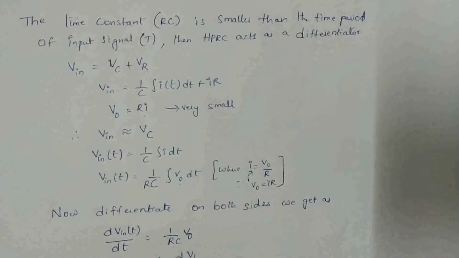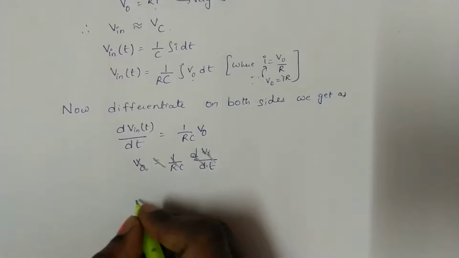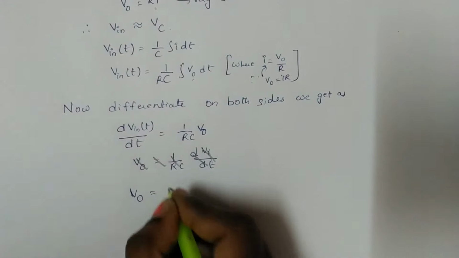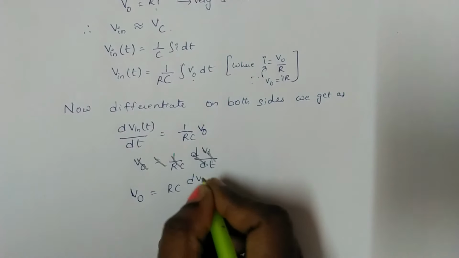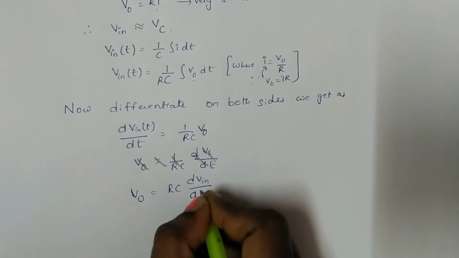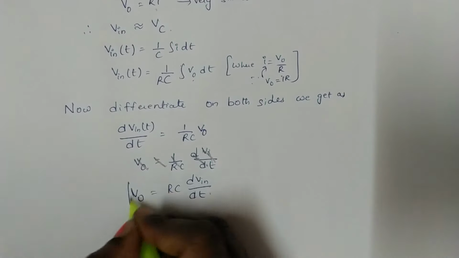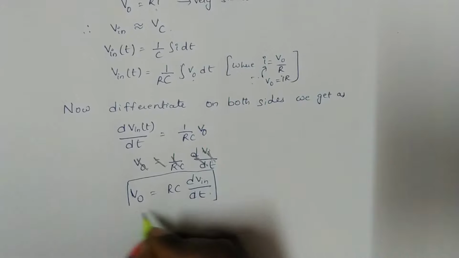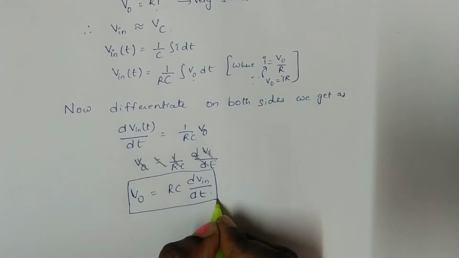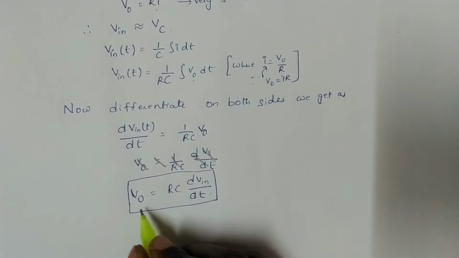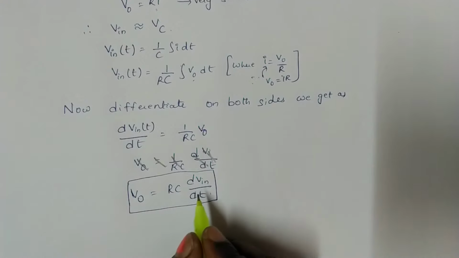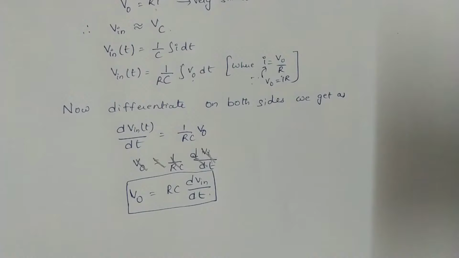So V output equals RC into dV input by dt. From this equation we can note that the output is the differentiation of the input voltage. So the output waveform is a differentiation of the input voltage, and then the HPRC circuit will act as a differentiator. That is, the output is directly proportional to the differentiation of the input signal.